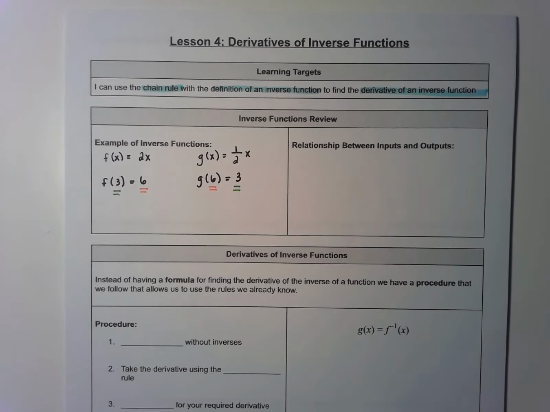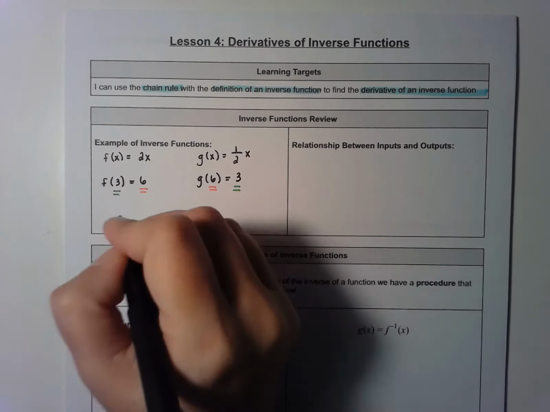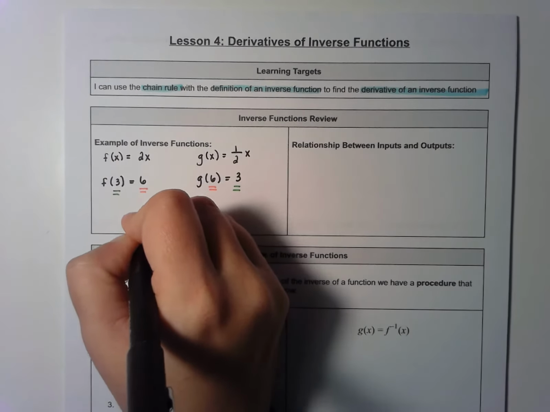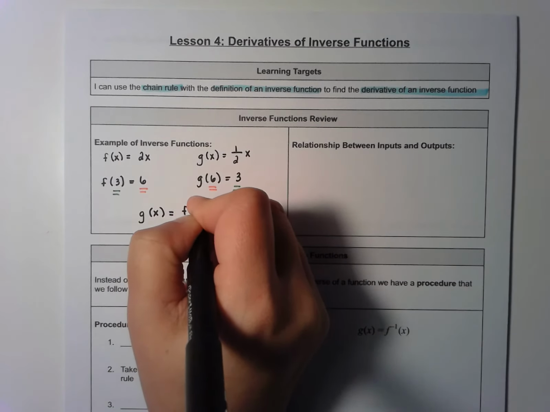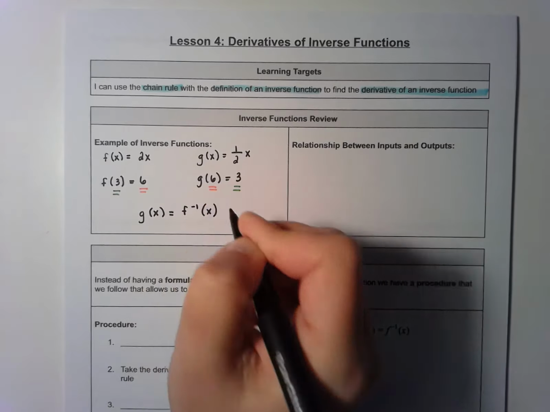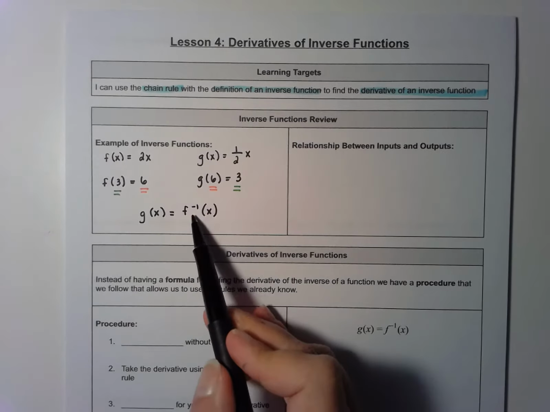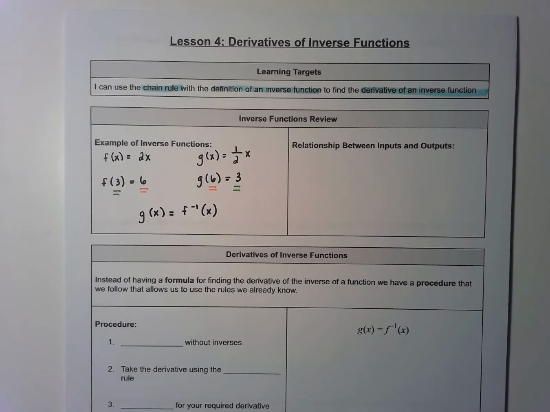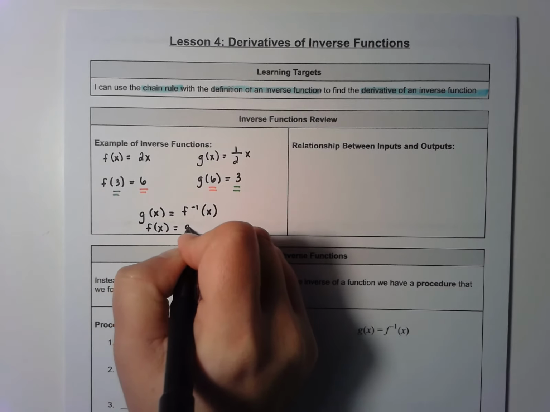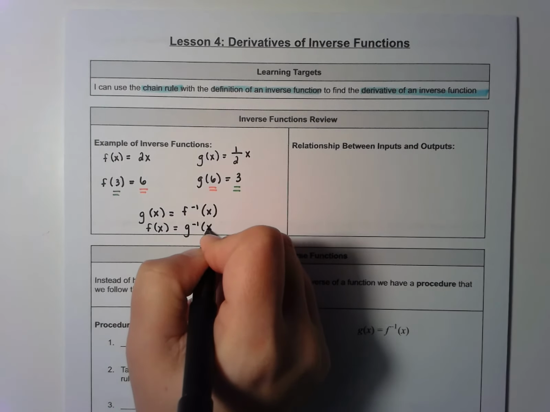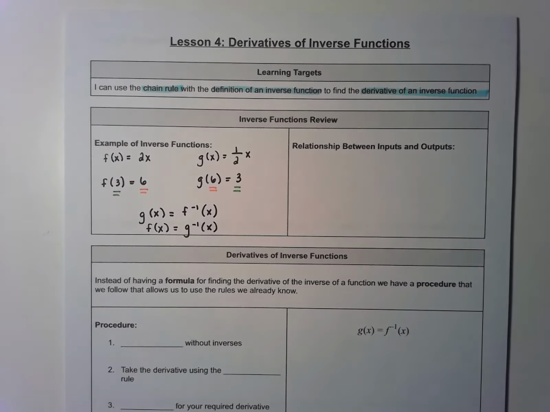Now, I should say one more thing. The notation for inverse functions is that we would say g of x here is f inverse of x. This little -1 is not an exponent. It means the inverse of f. You could also say here that f of x is the inverse of g. They're inverses of each other.